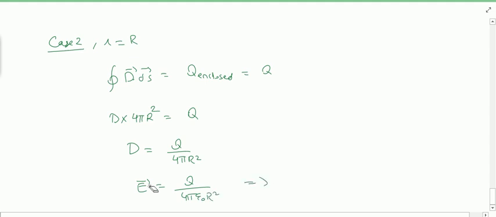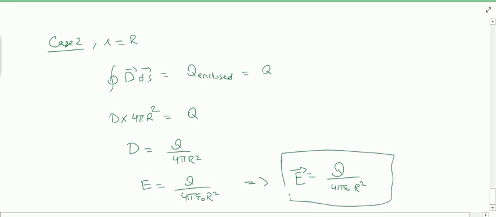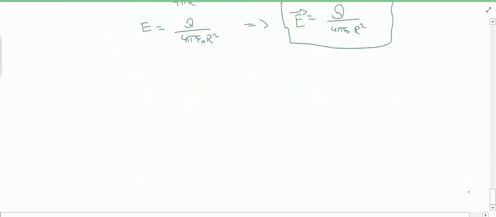And if I write in vector form, it will be q by 4 pi epsilon naught R square a_r cap. This is when the Gaussian surface which I am considering is on the surface of the conducting sphere. Now the third case: when r is less than the radius of the conducting sphere.